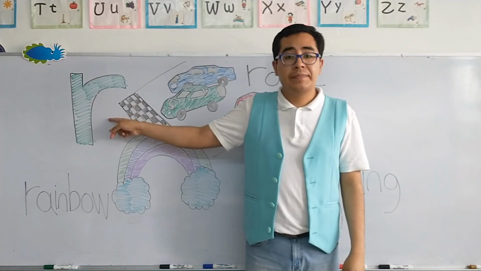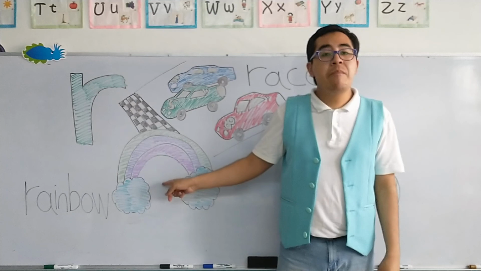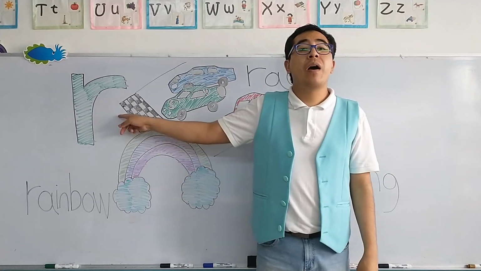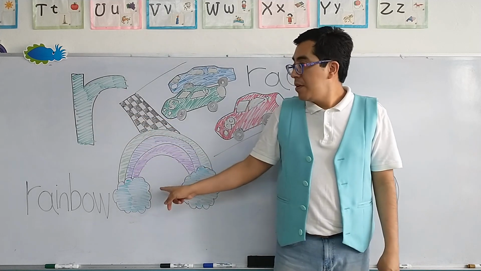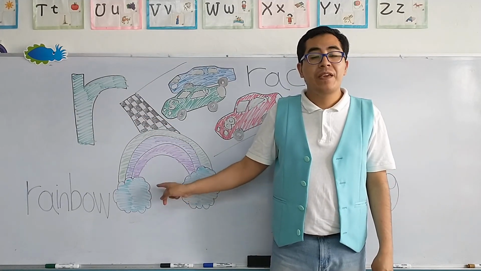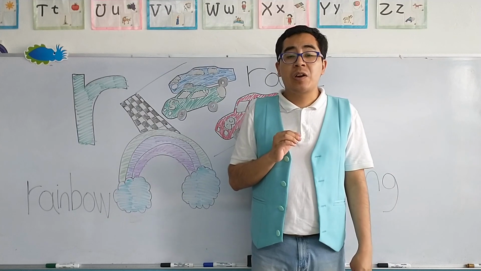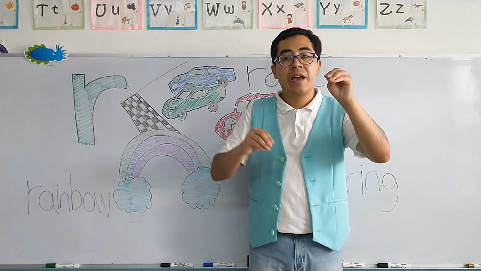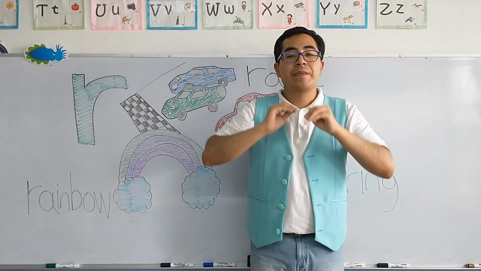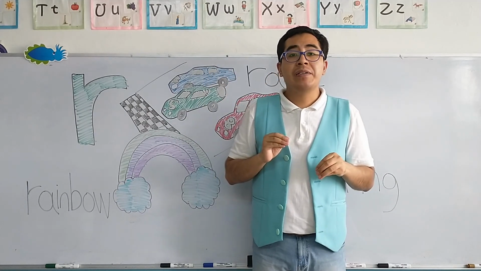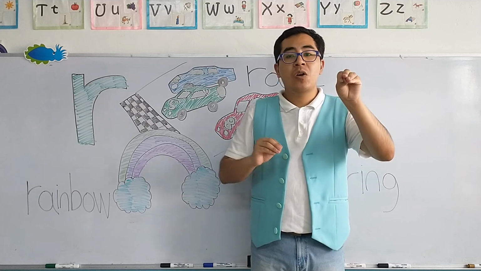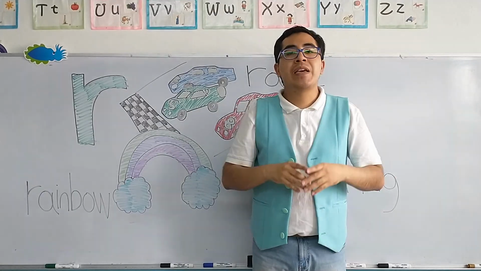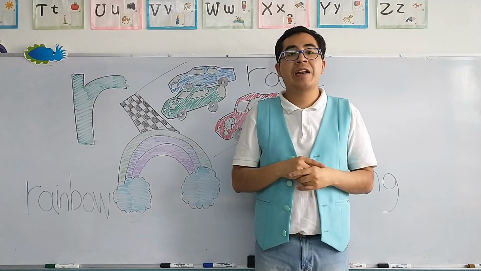Small R. Rainbow. One more time. Small R. Rainbow. Now the rainbow, it's the combination between the rain and the sunlight. Recuerden que rainbow es la combinación de la lluvia con la luz del sol. When they are together, it makes a rainbow. Crean un arcoíris.